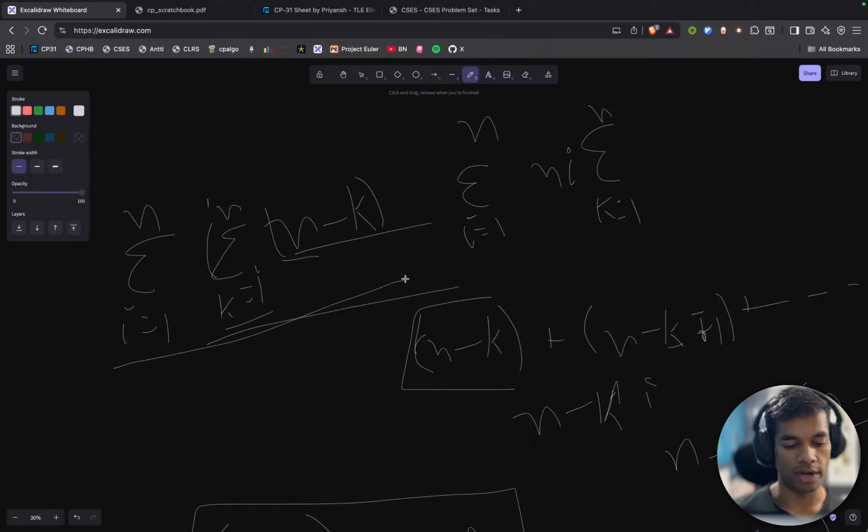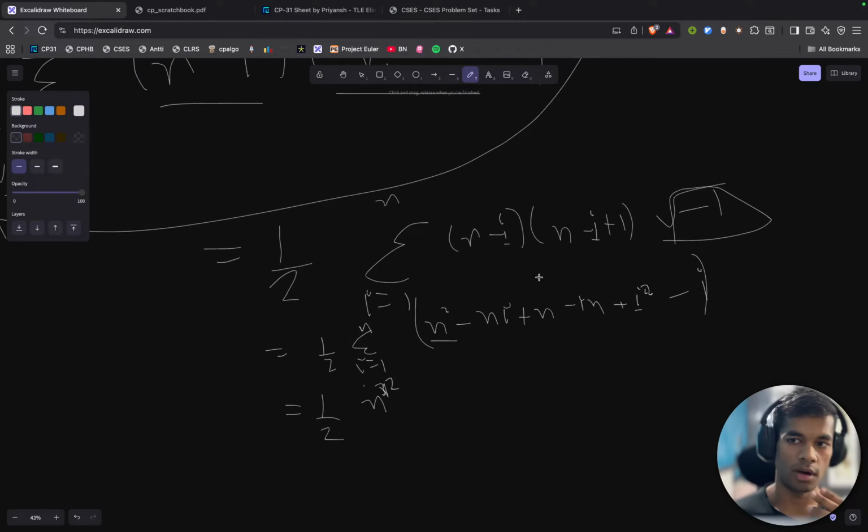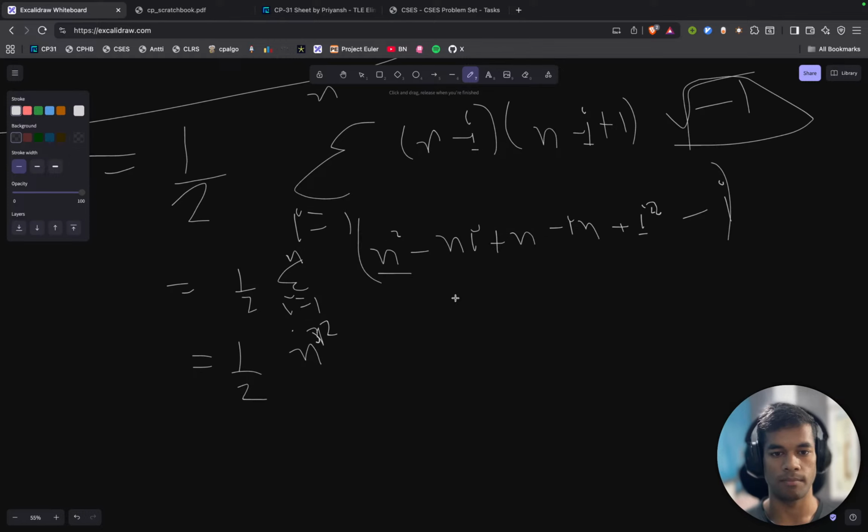No, that was fine. And this is also fine. This is also fine. We are adding stuff. Yes, this is also fine. This is also fine. So this is going to be n cube when I take this out, minus n into the summation of i from 1 to n, which is n into n plus 1 by 2, the whole thing.